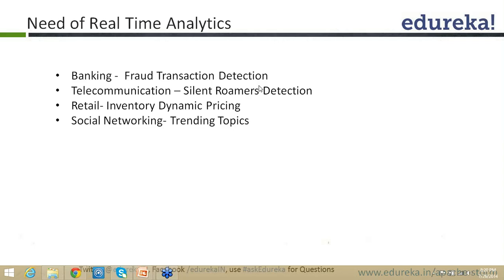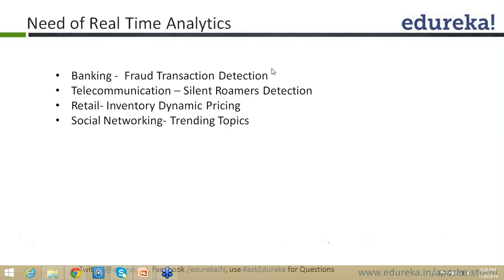If you do these kinds of transactions, immediately you will receive a call on your registered number from the bank saying that we are seeing such and such a transaction happening from this geolocation. Is it real? Are you doing it? Or is your relative doing it? If yes, then good. If no, then it is immediately blocked. Isn't it an excellent example of real-time analytics? I hope you all are able to correlate to it, guys.